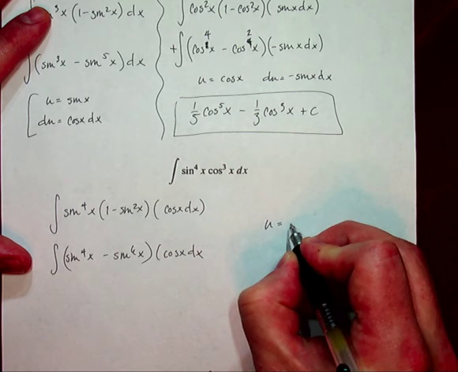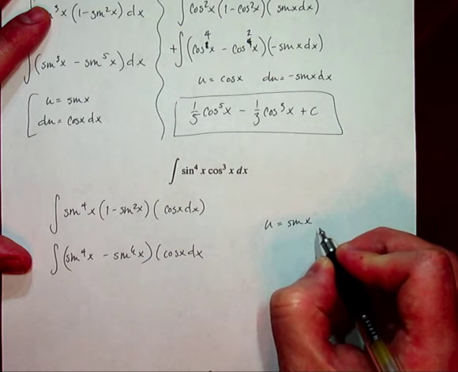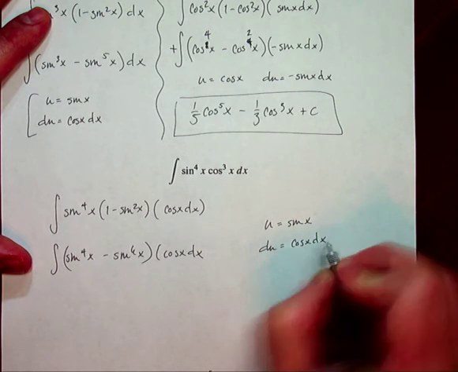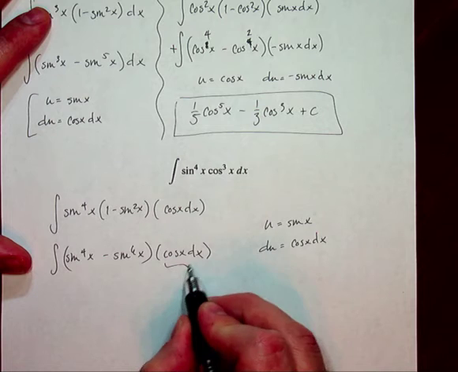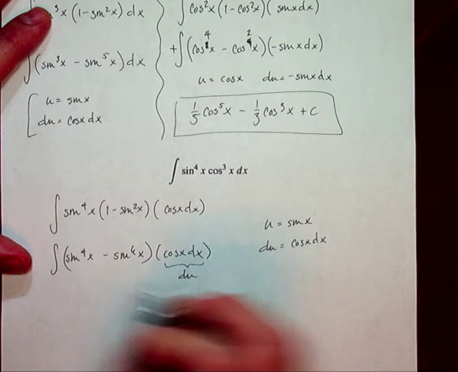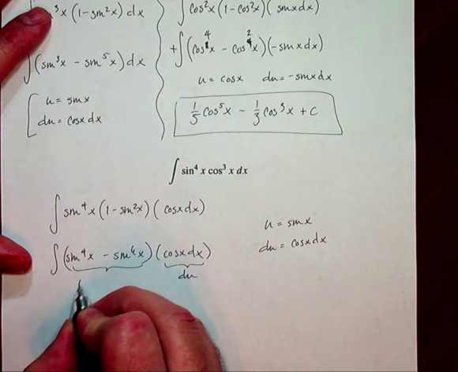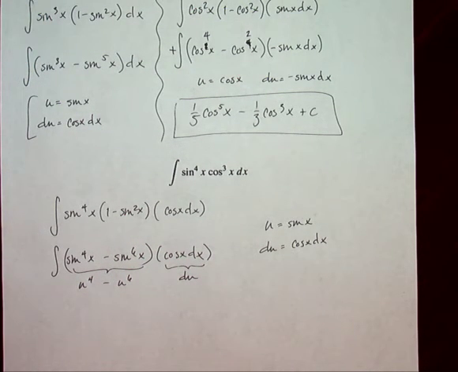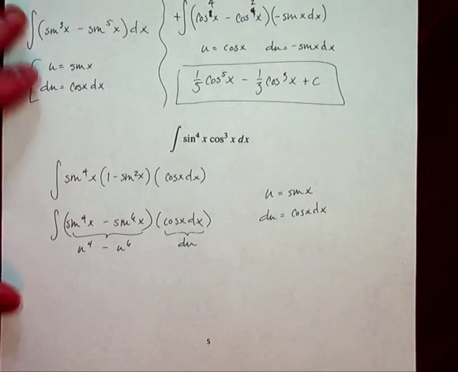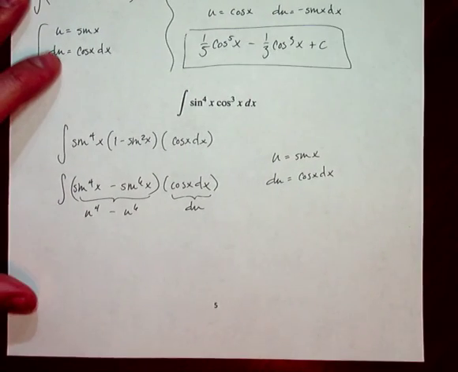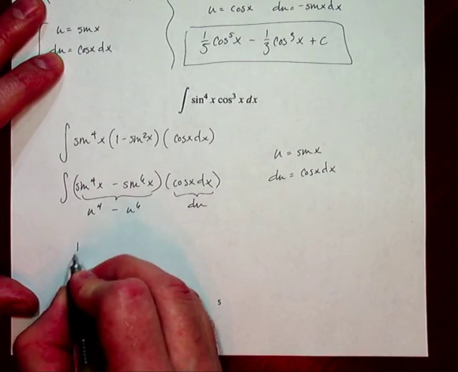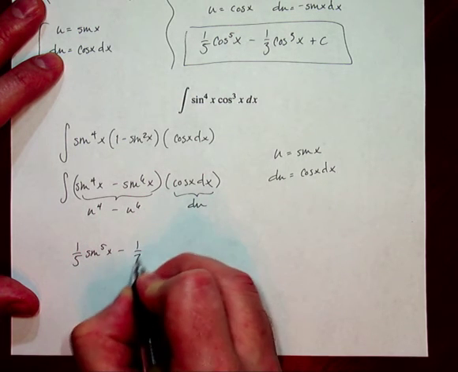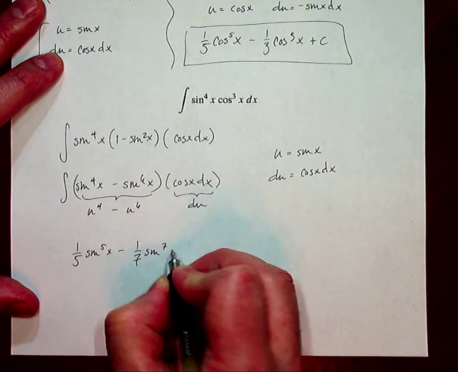My u in this case is sine x. My du is cosine x dx. And I have that, right? I have my du right here, and I have my u to the 4th minus u to the 6th right here. Now you can actually transform it into your u's if you want, or you can just know that that's what you're doing, and that becomes 1/5 sine to the 5th x minus 1/7 sine to the 7th x plus c.